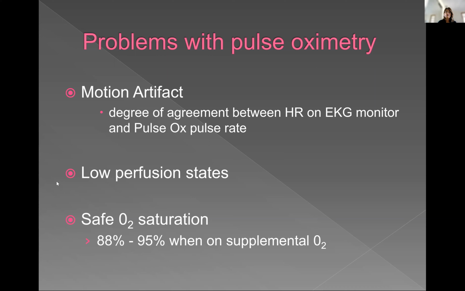As far as low perfusion, that can happen. If you have a patient that's really cold, maybe they're septic and they're shutting down and you're not getting good perfusion to the hands, and you put the pulse ox on, do you get abnormally low O2 sats because they're not perfusing? And the answer is no.